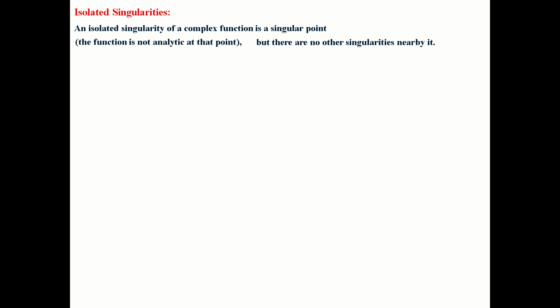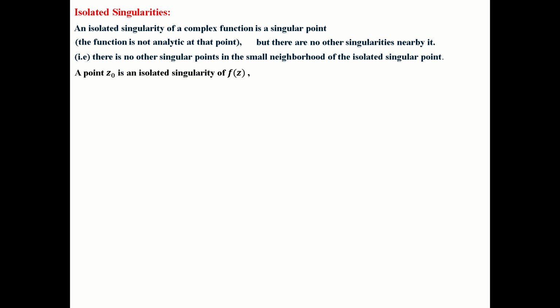If I am isolated in a room, it means I am the single person inside the room, no other person with me. Same concept for an isolated singularity: there are no other singular points in the small neighborhood of that isolated singular point. Neighborhood means a small circle, a very small region around that singular point. A point z0 is an isolated singularity of f of z if f of z is analytic at every point in a small neighborhood around z0 except z0. If you draw a small circle around that singular point, in that region the function is differentiable except at that particular point.